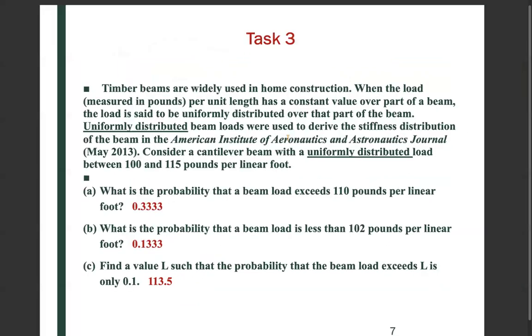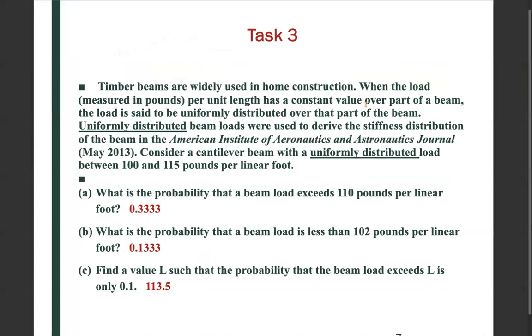Timber beams are widely used in home construction. When the load, measured in pounds per unit length, has a constant value over part of a beam, the load is said to be uniformly distributed over that part of the beam. Uniformly distributed beam loads were used to derive the stiffness distribution of the beam in the American Institute of Aeronautics and Astronautics Journal. Consider the cantilever beam with a uniformly distributed load between 100 and 115 pounds per linear foot.